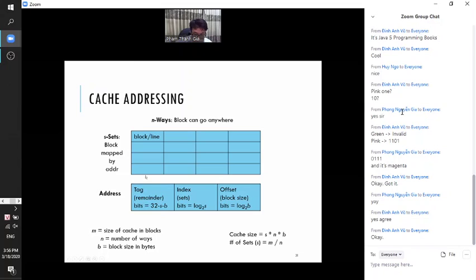N is the number of ways. S is the number of lines, which defines the index. So the cache size in blocks, not in bytes, equals... no, cache size in blocks is M. S times N equals M. M times B will be the cache size in bytes. The number of sets is M over N, right? Or M equals N times S. Easy.